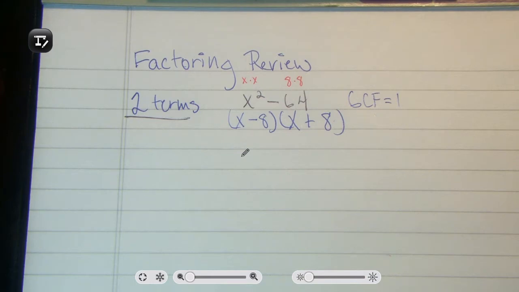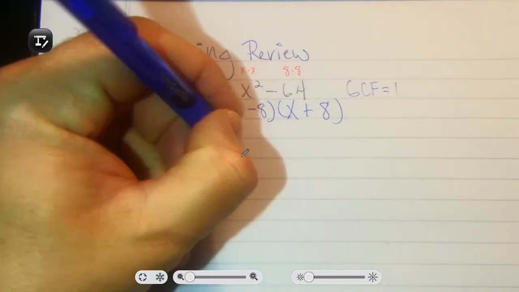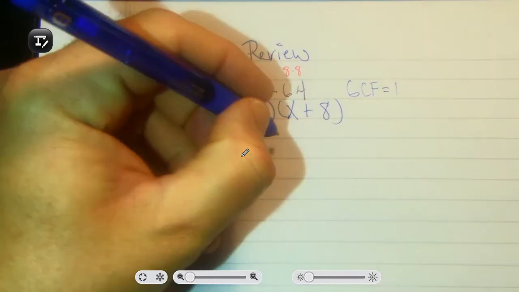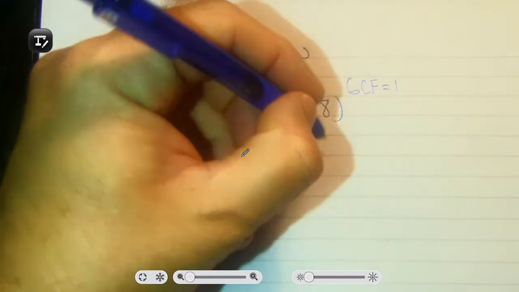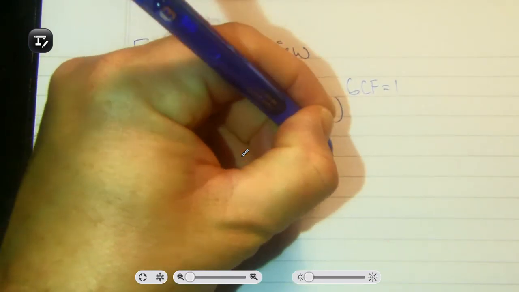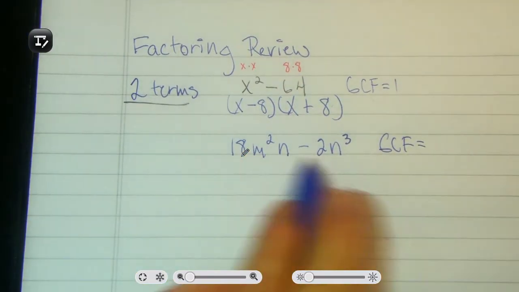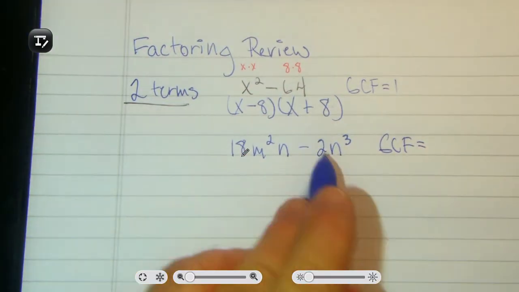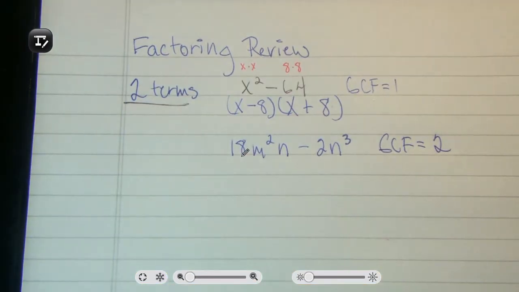Let's look at the second example of a two-termer. This one is 18m squared n minus 2n cubed. First thing we need to check, always, the GCF. Well, we've got 2 and 18. Choose the smallest number and we'll divide evenly into 18. So my GCF will be 2.